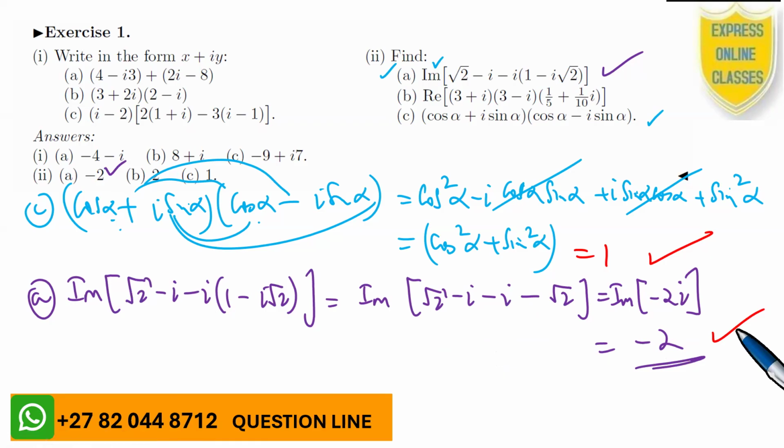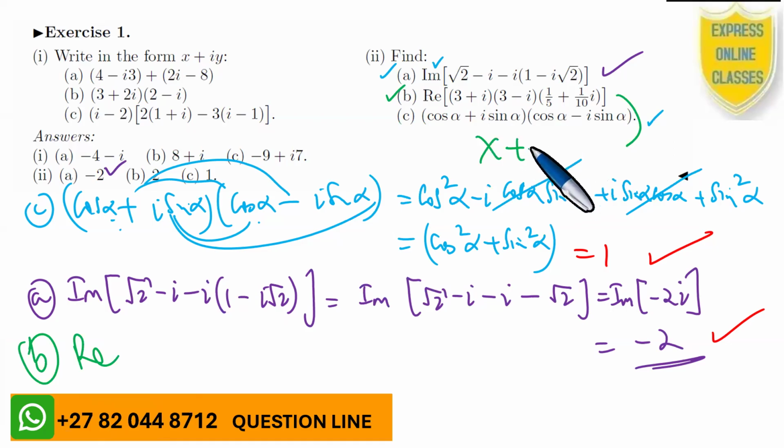Right, so we continue. What do we have here? Okay, let us see what we got. Let us deal with the real part. In part B, we need to find the real part of this. So to find the real part, we must separate everything. We must write the interior argument in the form x plus iy. Let us see what we've got there.